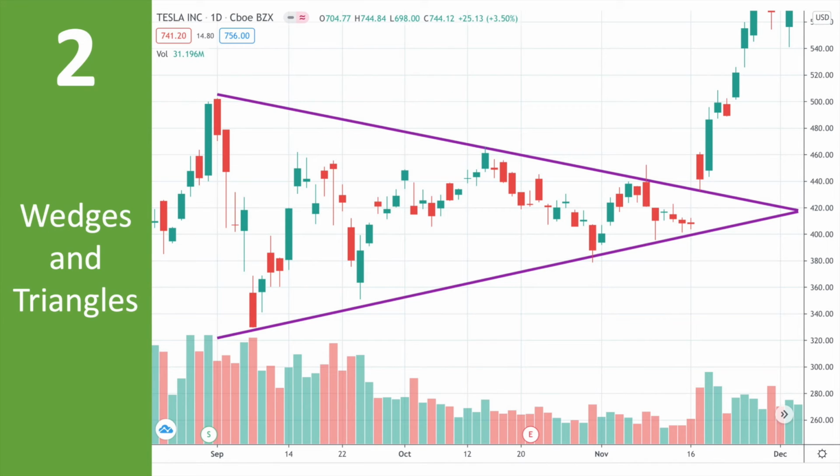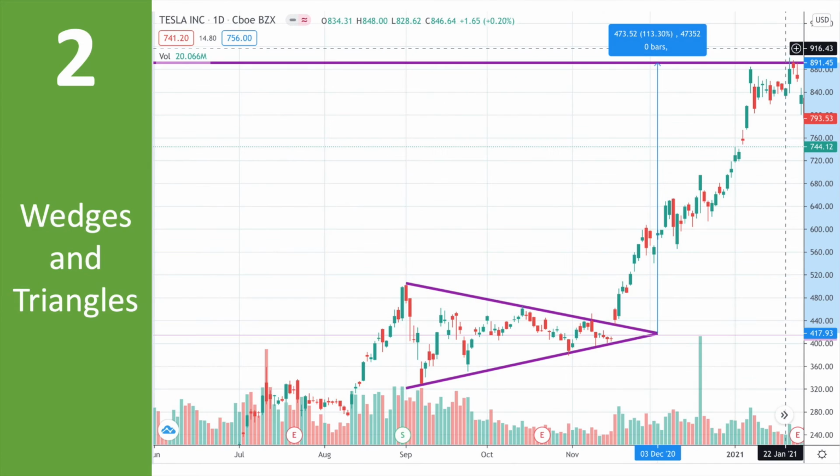Now, as a trader, you would look at the maximum width of the triangle. So that's $500 minus $320, which makes it about $180. So that's $180 added to our $440 breakout. So that's a price target of around $620. And that's what we see actually happen.